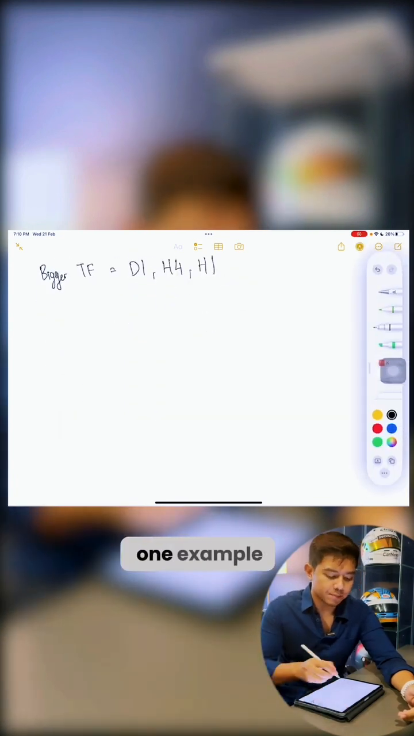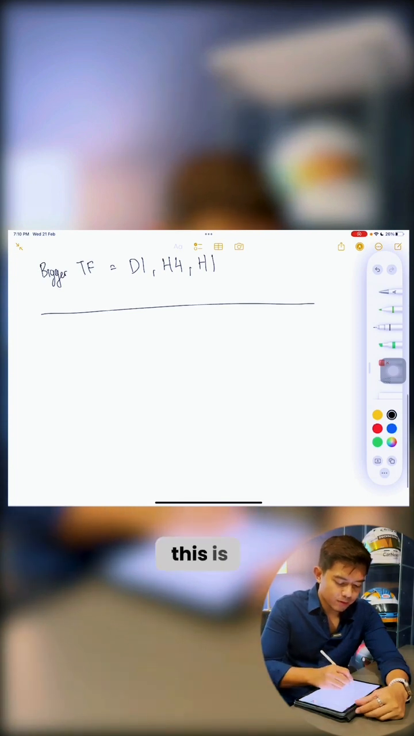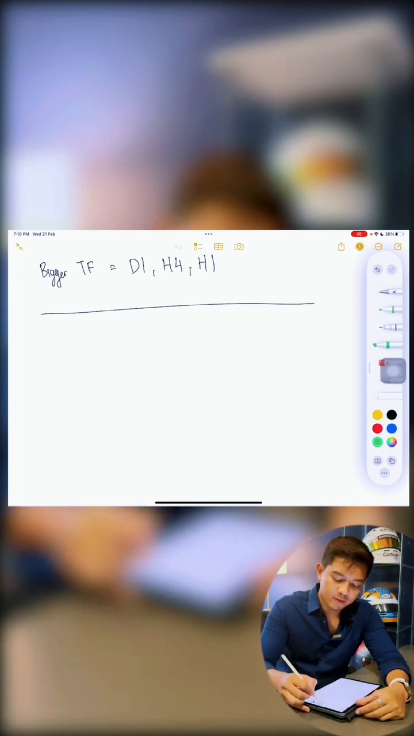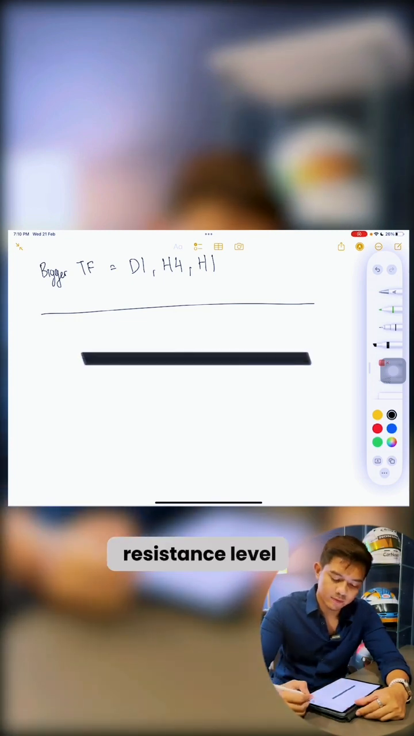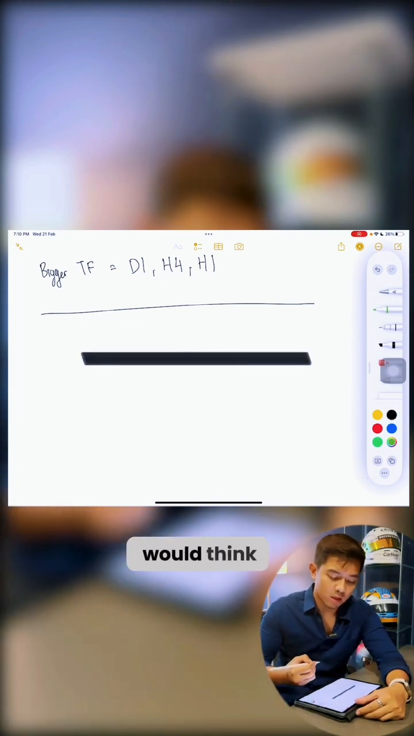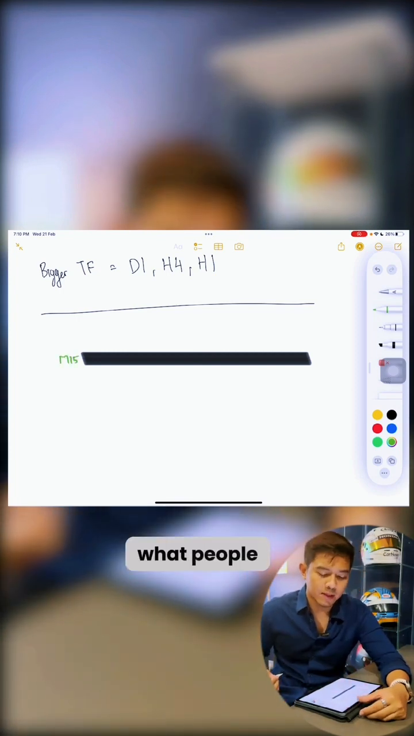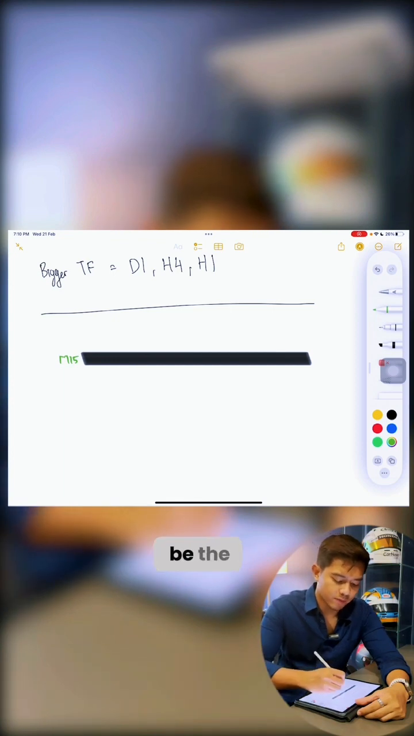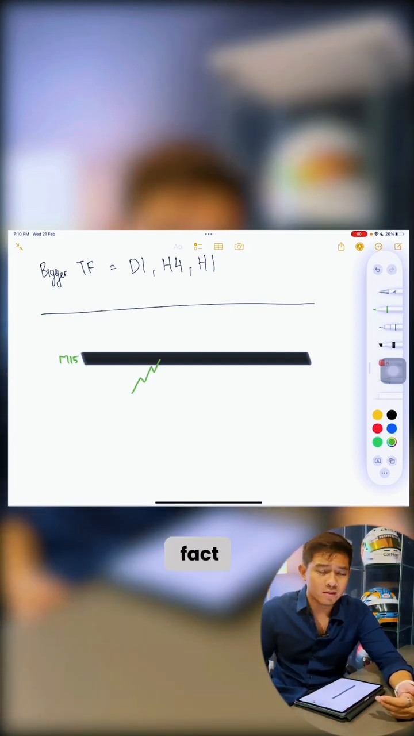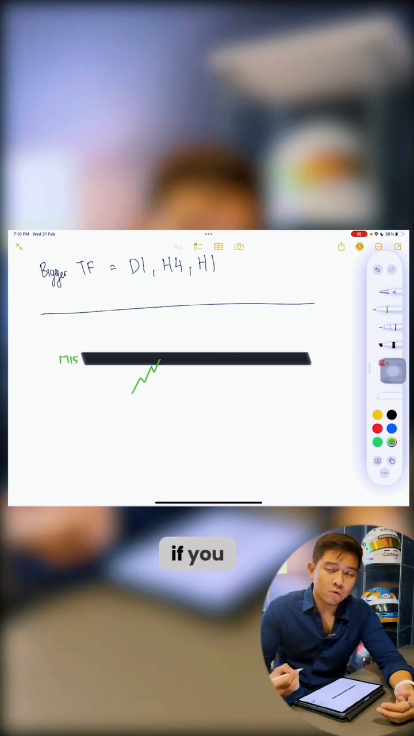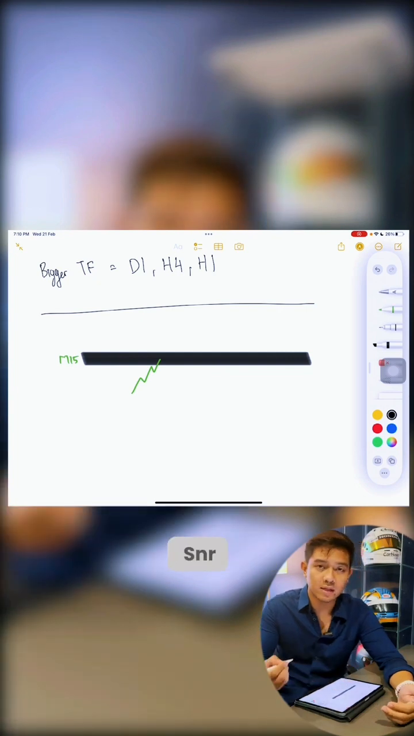So for one example, let's say we have a beautiful resistance level. What people might think, if this is M15, is that this is going to be the resistance, so people can start to look for sells. But in fact, in the end of the day, if you look into your higher time frame, you will actually have a bigger SNR.